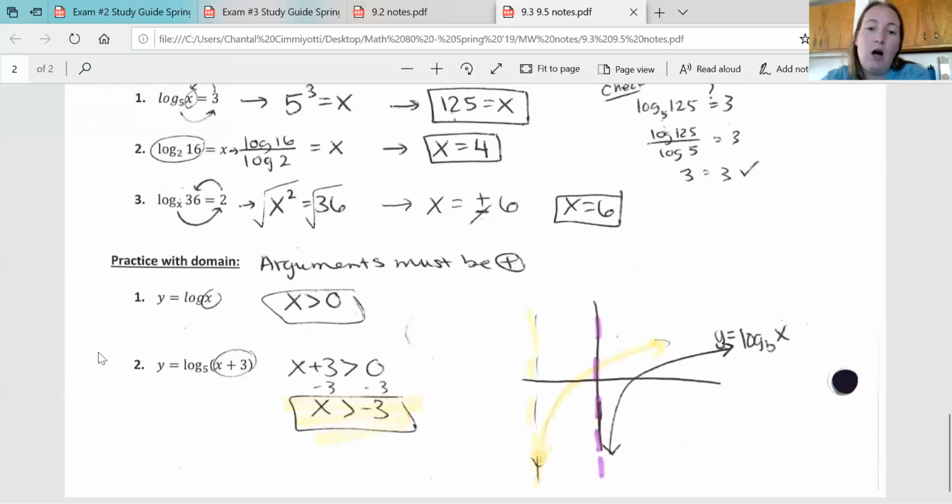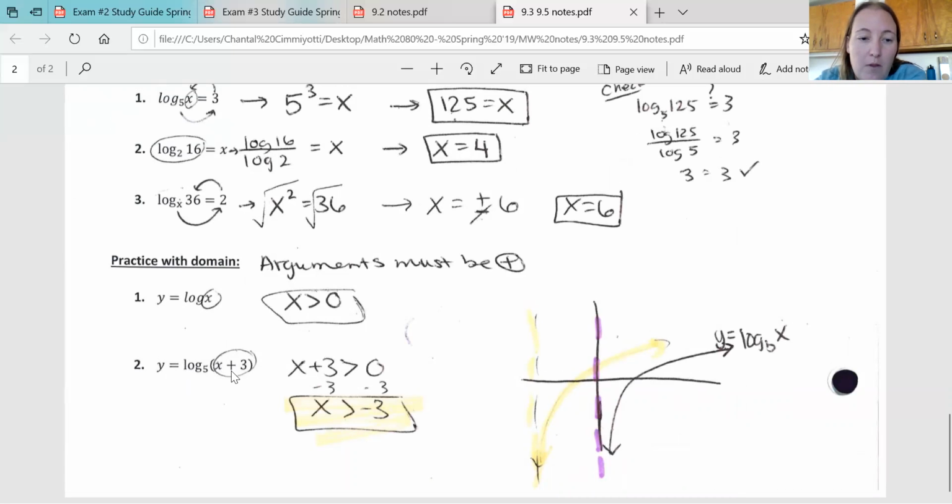So again, arguments must be positive. So this x right here, the argument must be positive, meaning it must be greater than 0. So that is the domain. It has to be greater than 0. Here's the y-axis, here's the x. You can see that it's only from greater than 0. It doesn't even include 0 because it's an asymptote.